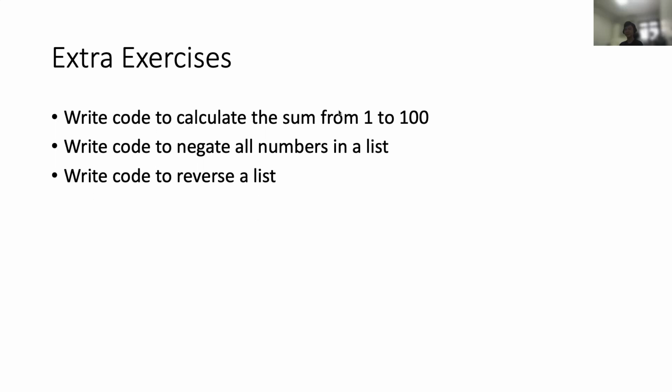Because only through trying the code do you go through the thought process of how to implement this logic, and when you stumble and then you see the answer, then it clicks. The second exercise is to negate all the numbers in the list. The third one is perhaps to reverse a list. You can use negative indexing as a hint.